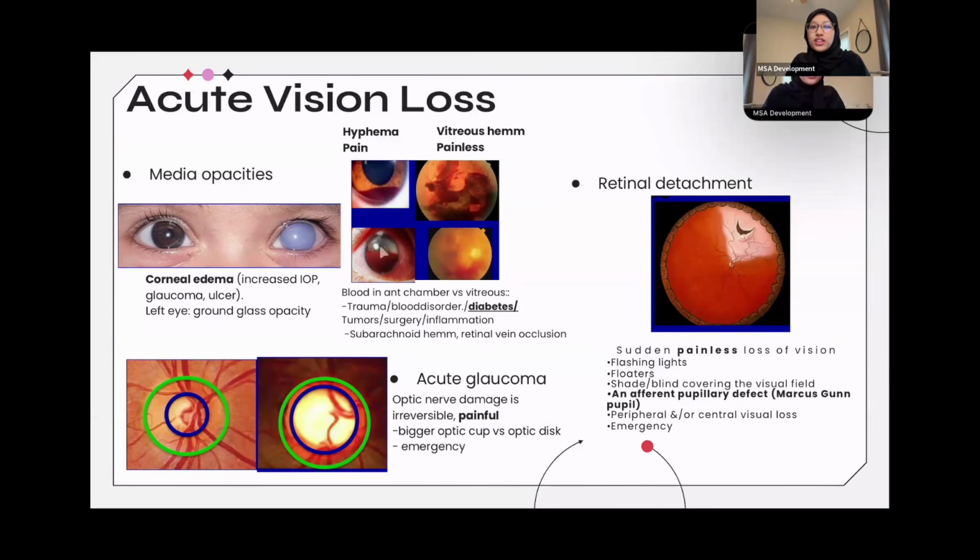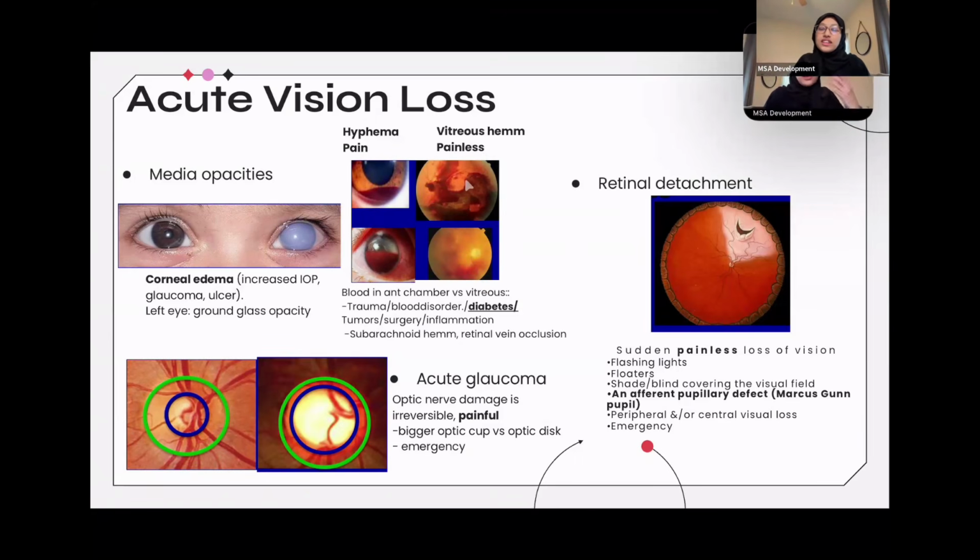Blood in the anterior chamber is called hyphema, or there can be blood in the posterior side in the vitreous humor. Vitreous humor is the fluid in the back of your eye, and if blood fills it, then you will have opacity again. Okay, and then you will not be able to see because it's blocking the back and the front. The one in the anterior chamber is painful, and this can be variable, but if it's in the back it's painless.